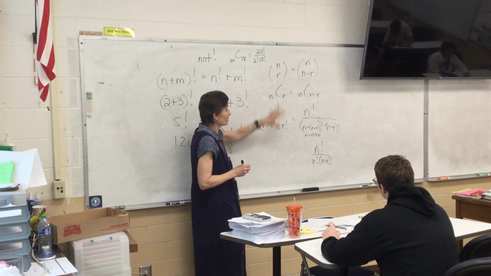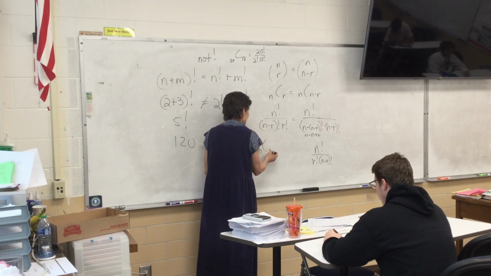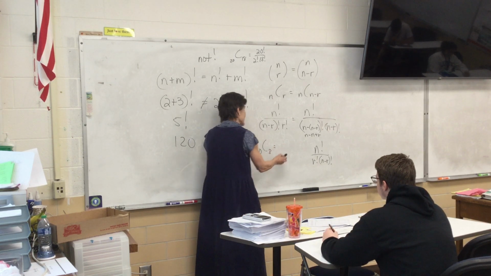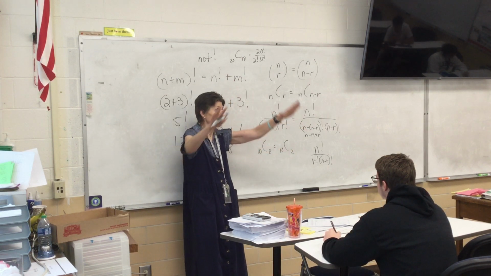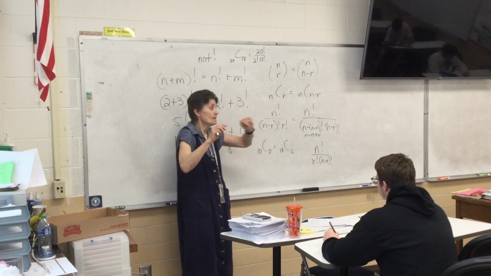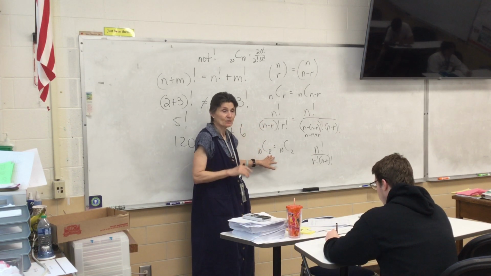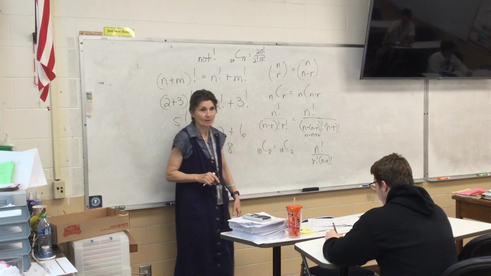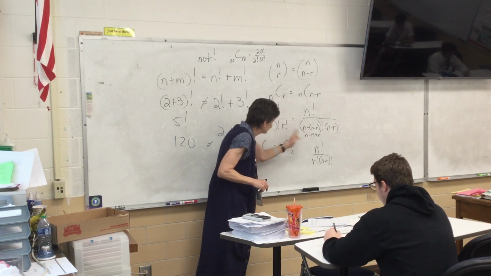So this is what I talked about yesterday. If you have 10C8, that's going to equal 10C2 every time. It's the symmetry of that triangle. Because if you choose 8 of the 10, you're automatically not choosing the other 2. So you just proved it with letters.